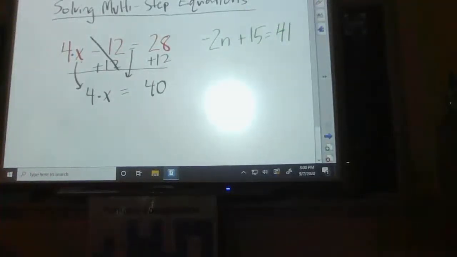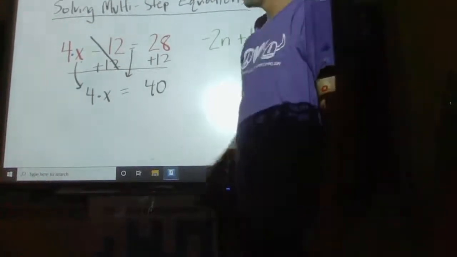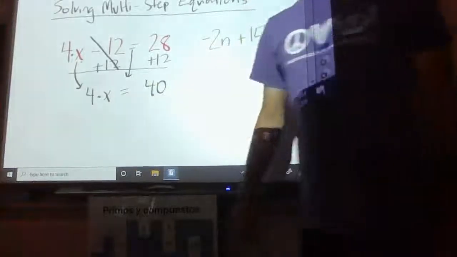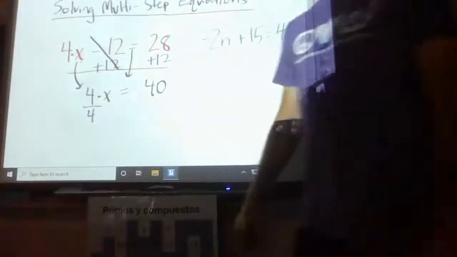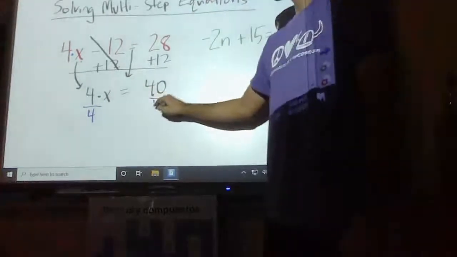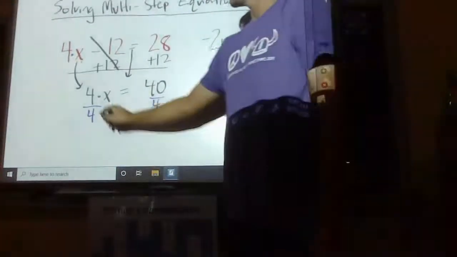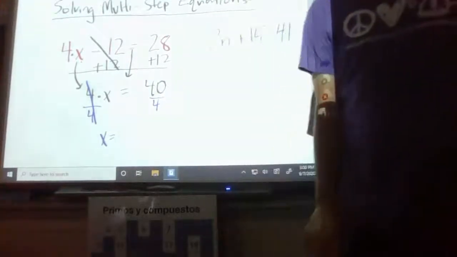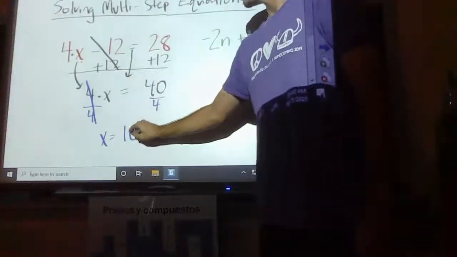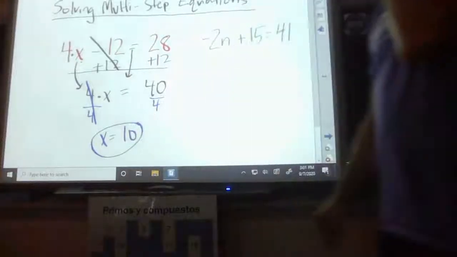And so now I know most of you know this in your head. 4 times what equals 40? If for some reason you were uncomfortable with that, you could say, okay, what's happening to the letter x now? It's being multiplied by 4. So the opposite, the inverse of multiplying by 4 is dividing by 4. And 40 divided by 4. Over here, 4 divided by 4 is 1. 1x is the same thing as just x. 40 divided by 4 is 10. And you have your answer right there.